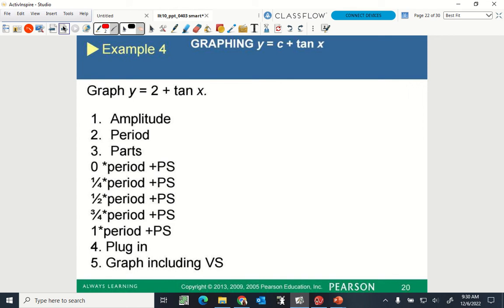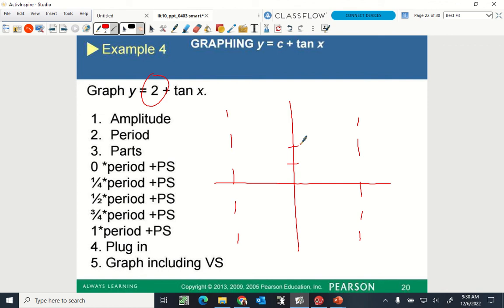So, see that 2 plus tangent? That means everything is moving up 2. So the whole thing, I'm not going to do everything here, but if I look at my graph, this one's going to look like this. It's going to go up and down like that. But the whole thing is moving up too. Does that make sense? So that's the difference between what we have been doing.